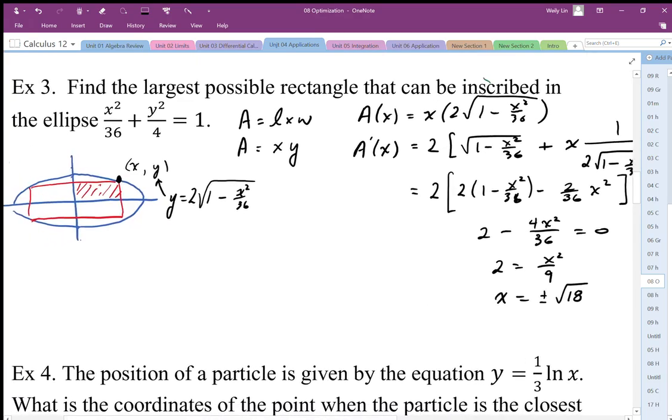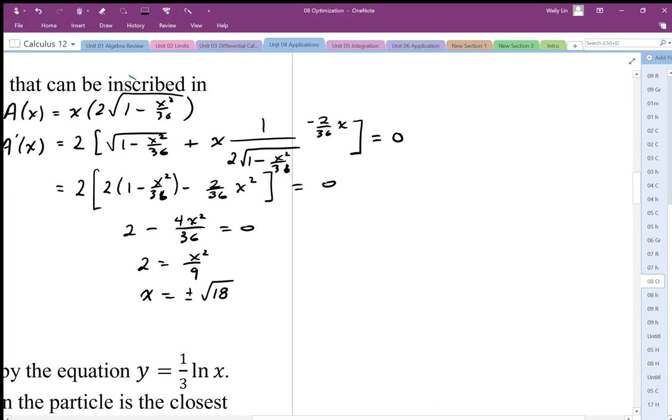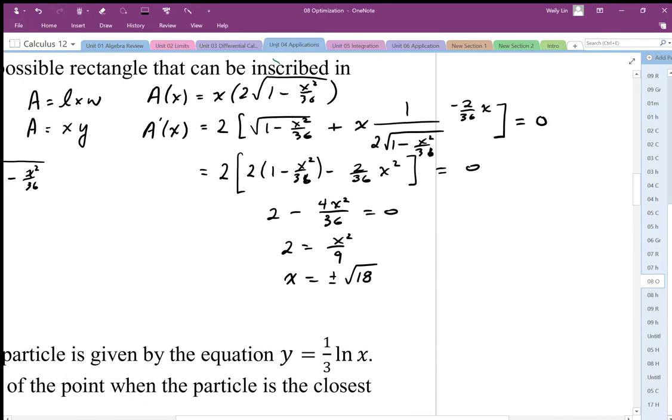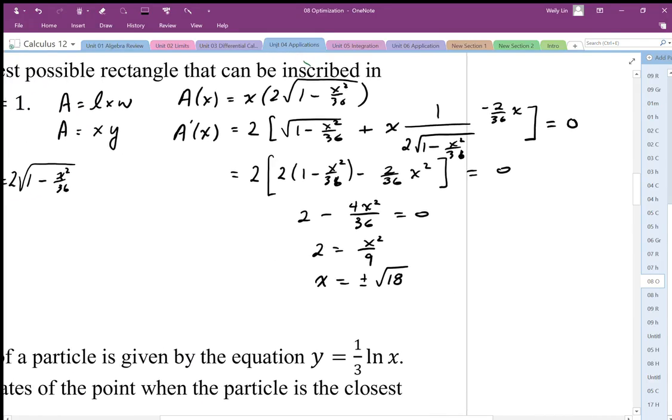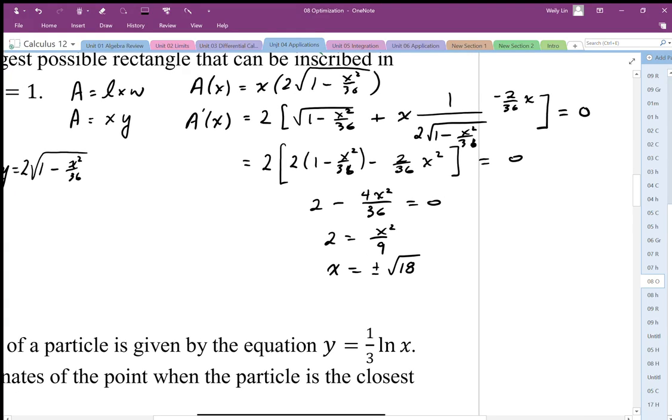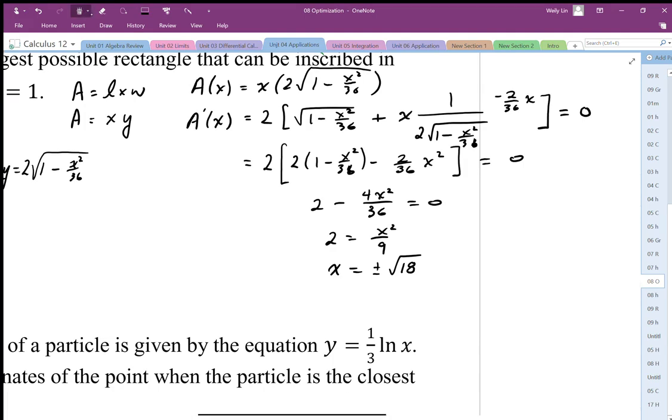And it says find the largest possible area. So using that value, I'm just going to plug that into my area function. I can either plug that in to solve for y, or I can just plug it directly into my area expression, which is what I'm going to do here. So I'm going to take this equation here.